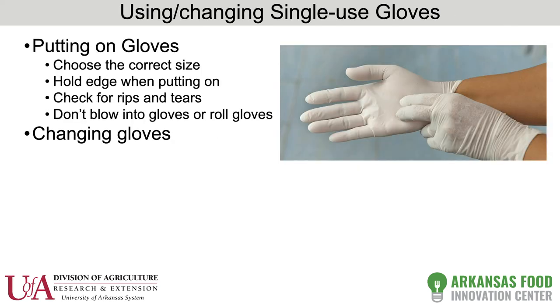Gloves are only an effective barrier to food contamination if they are used according to best practices. When putting on gloves, employees should choose the correct size for a proper fit and should hold the edge when pulling the gloves onto their hands. Once the gloves are on their hands, employees should check for rips and tears. If the gloves have any holes, they must be changed. Employees should not blow into gloves or roll up the edges.